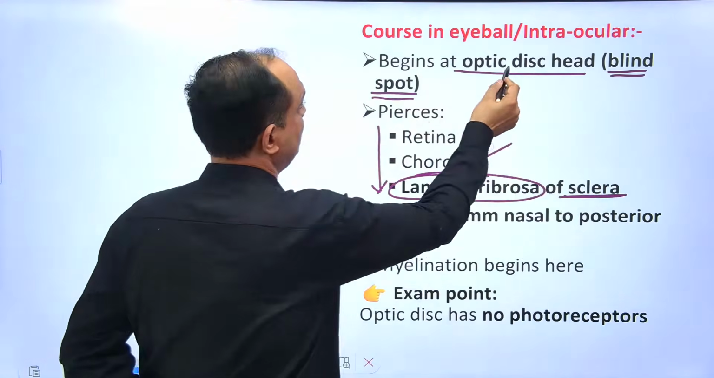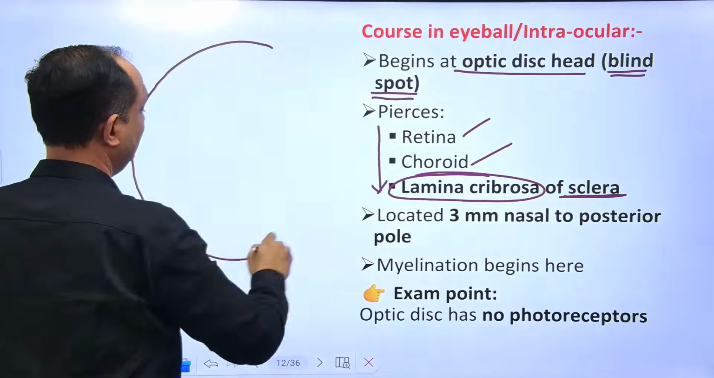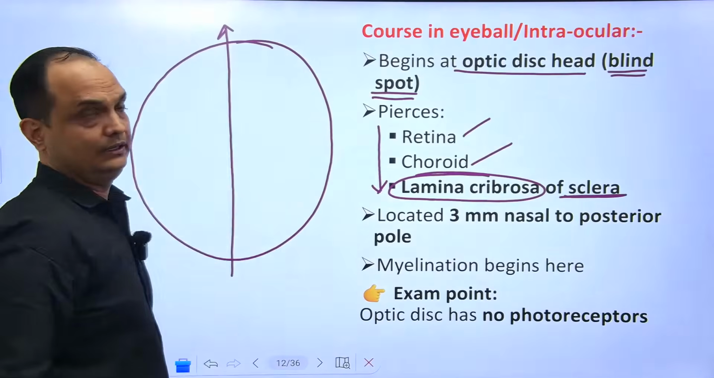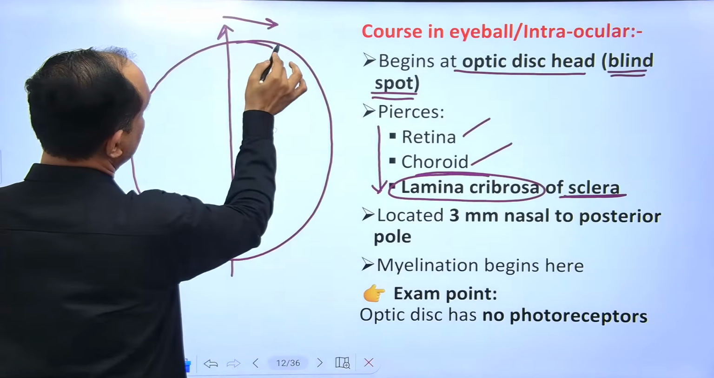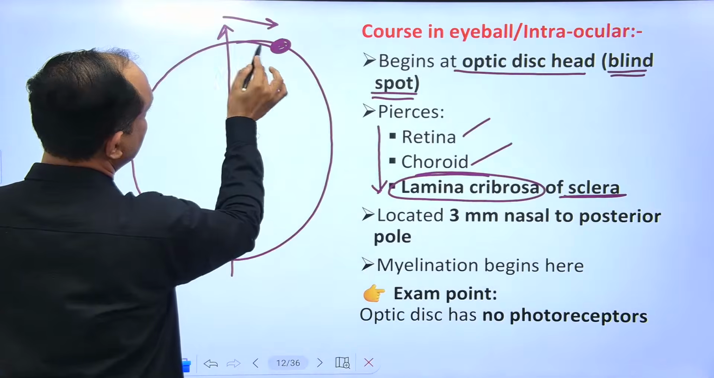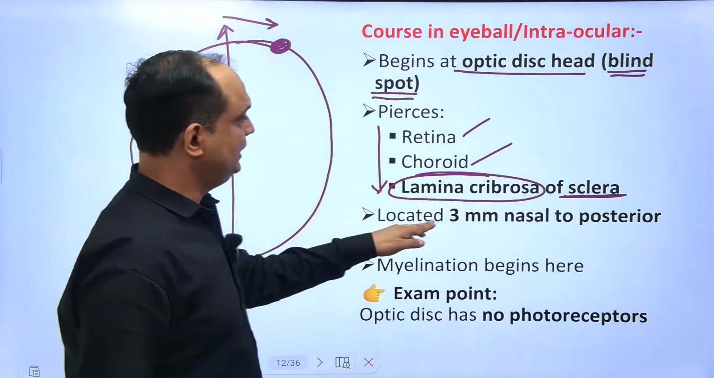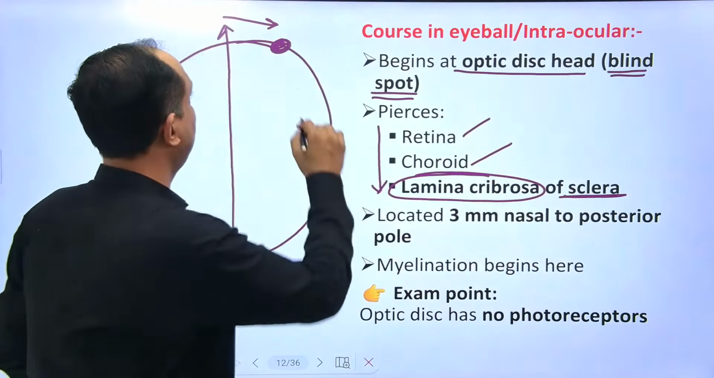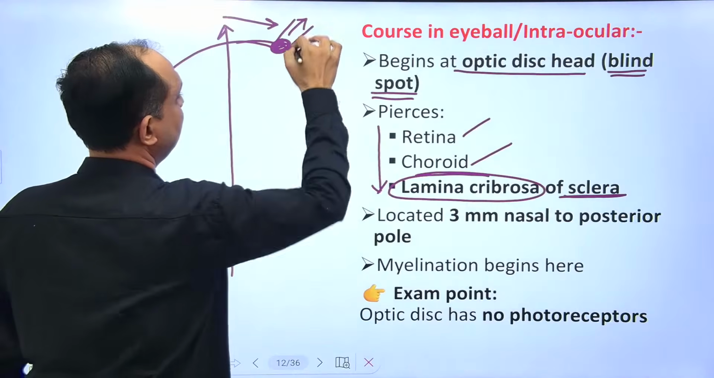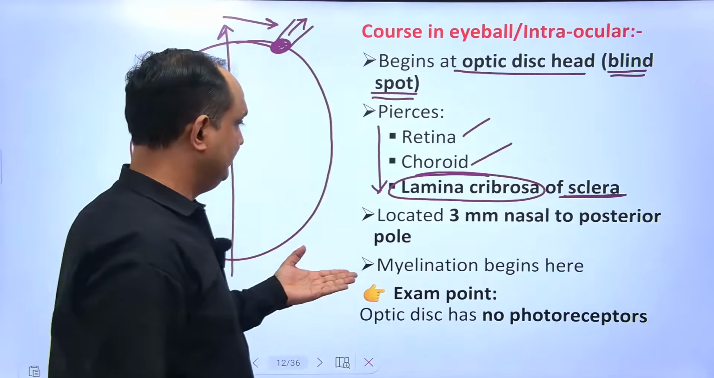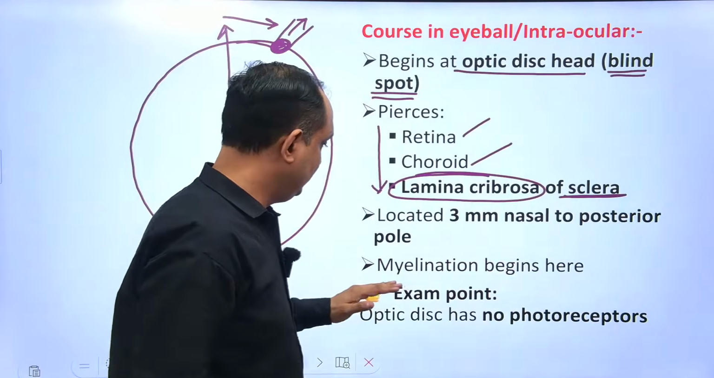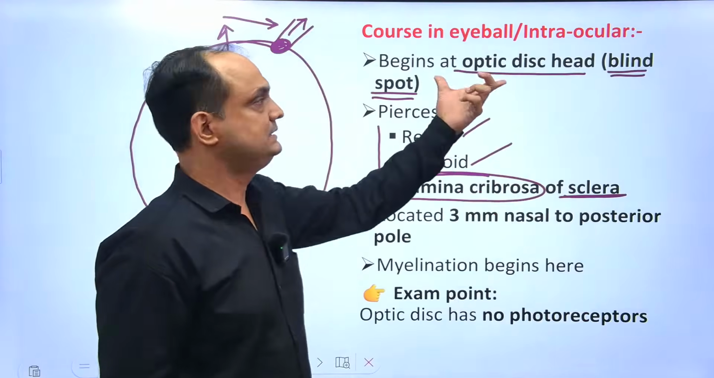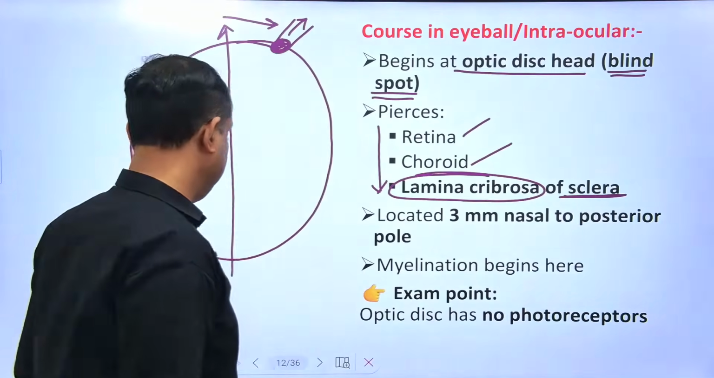As soon as they come out from the sclera, the myelination starts. Now this is the eyeball, and the optic disc is not present at the center point. It is located 3 to 4 mm nasal to the posterior pole of the eyeball. This point is the optic disc from where the optic nerve exits. The myelination begins from this point. The important thing is that the optic disc has no photoreceptors. That's why the optic disc is known as the blind spot in the retina.